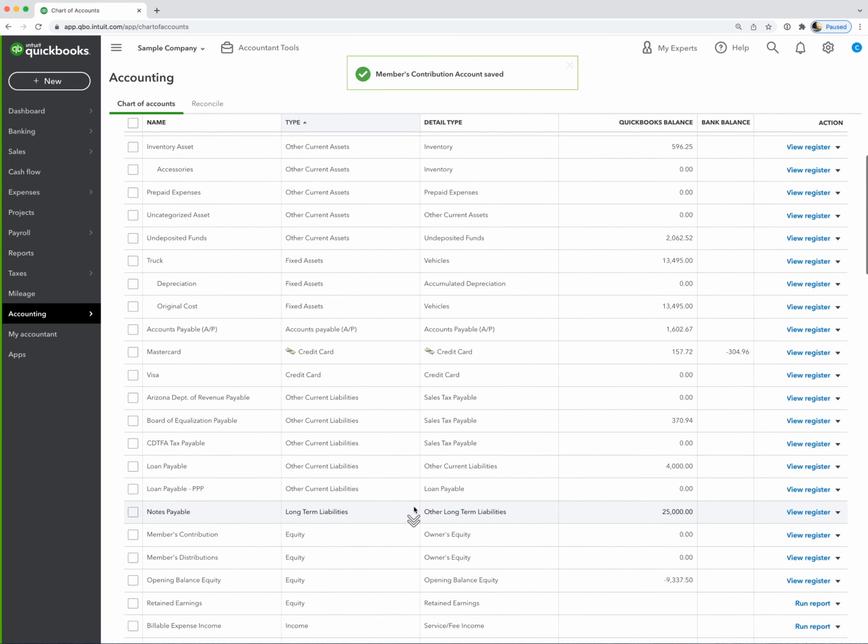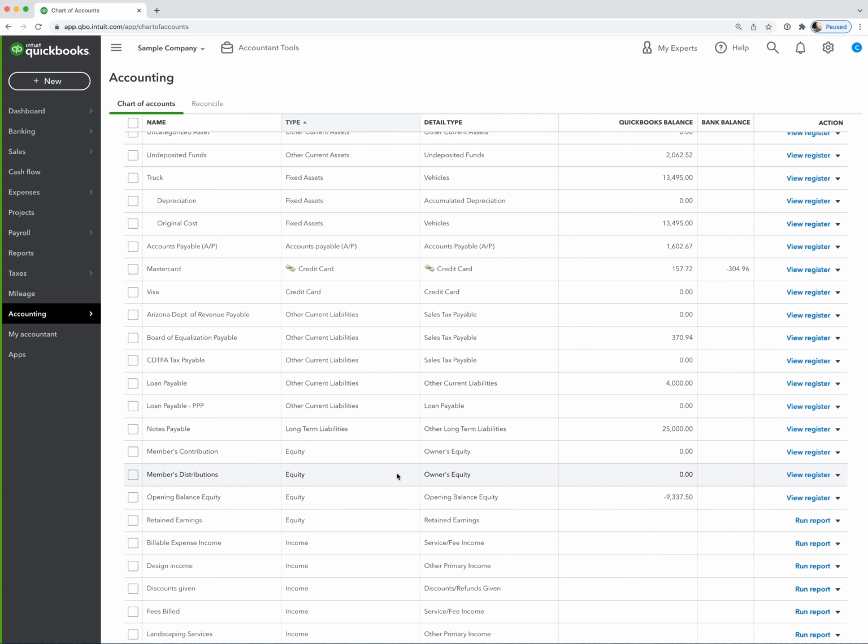The important takeaway here: when you distribute that money to yourself, when you initiate that transfer, you will categorize it under members distribution. And the same thing, if you put money into the business and you see a deposit coming into your business bank account, that would be a members contribution.